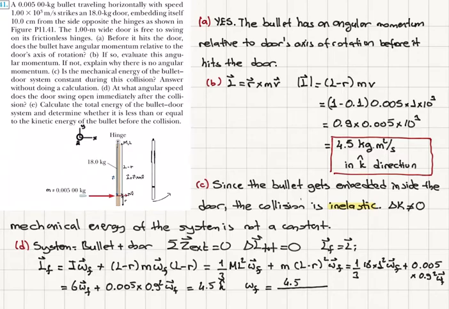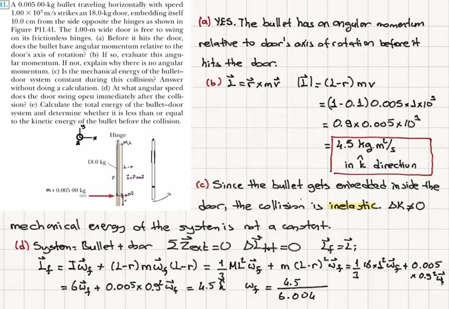So I find that omega final should be equal to 4.5 divided by 6 point 004, 0.5 is what I have here.